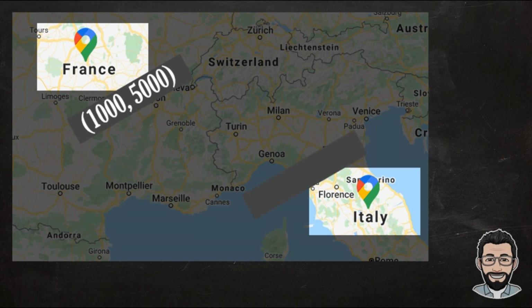And the coordinates of Italy, 2077 and 4000. The first for x and the second for y. Can you find the distance between these two territories? If you don't know, watch that video till the end.